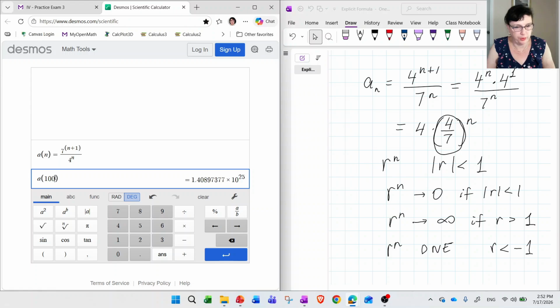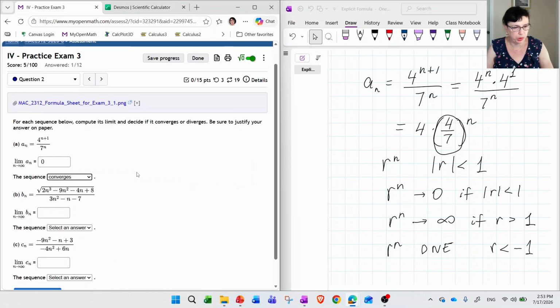Then go to 100. Oh, now look, it's 10 to the 25th power. So you already get, well, the calculator just gives up, because the number 1,000 is just too big. It cannot even do it. But you can see that the numbers would go to positive infinity if they were reversed.